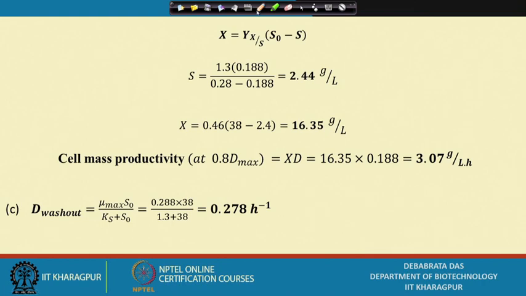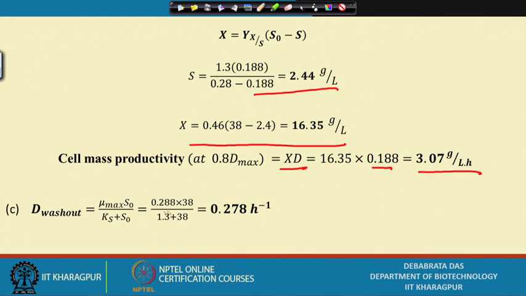Now Y x by s: x will be equal to what? Y x by s into s 0 minus s. So we can easily find out the respective values of steady state substrate concentration and steady state cell mass concentration. Now what is the productivity? Productivity is nothing but x into D. So we know the value of x, we know the value of D, so you multiply that, and we will get 3.7 gram per liter per hour.